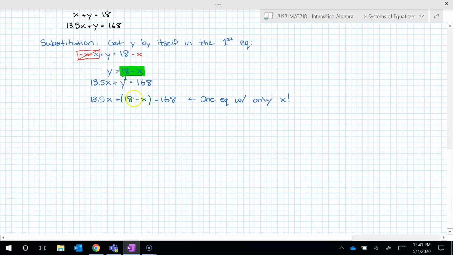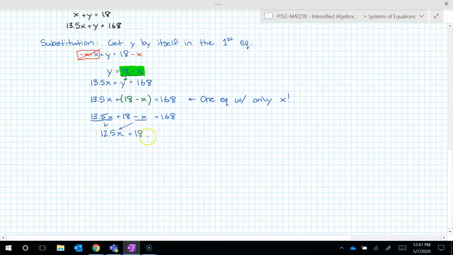I don't really need them because I'm just adding both. So I have 13.5x plus 18 minus x equals 168. Let's put these two things together, right? Combine our like terms. I have 13.5 x's. I have another negative x floating around, so 13.5 minus 1 gives me 12.5 x's. Plus 18 needs to stay, but these two are just coming together to make that 1, equals 168.